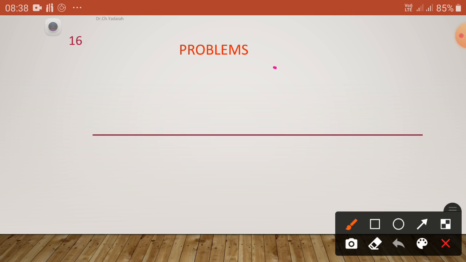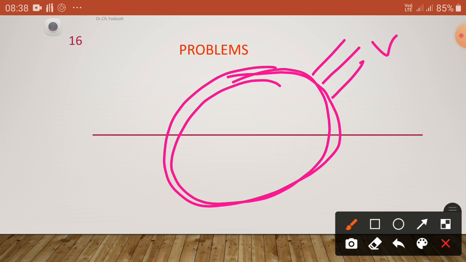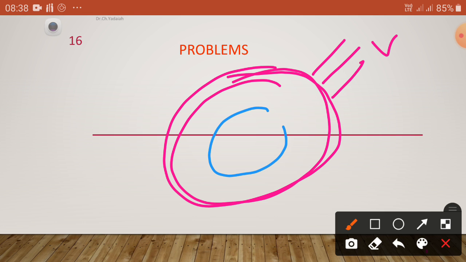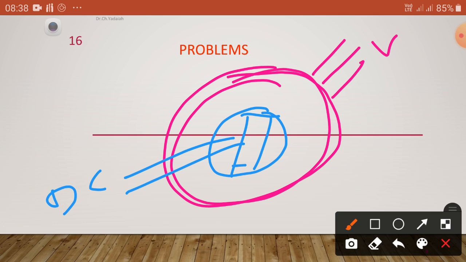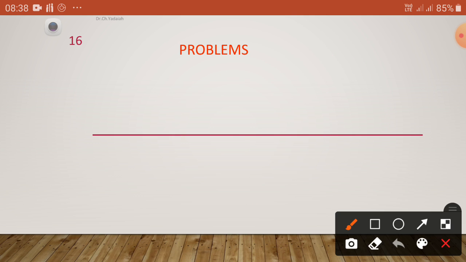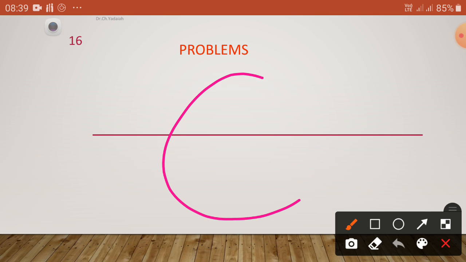As we know, this is the synchronous motor stator. It is connected to the three-phase supply, voltage is given, and this is the rotor, which is given the DC supply. Now, what are the power stages that take place in this one? Now, this is the stator.